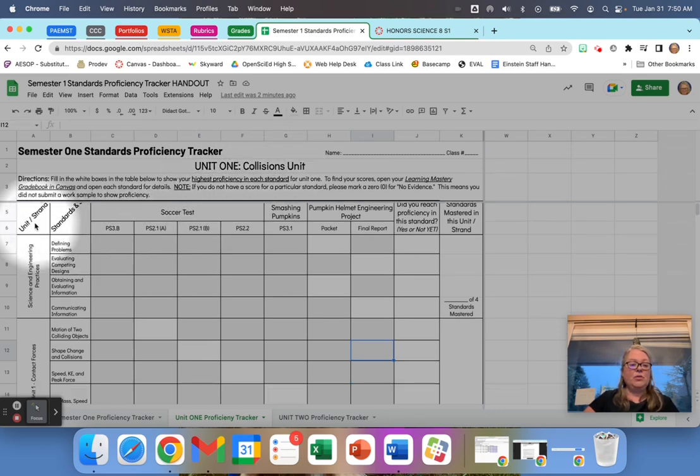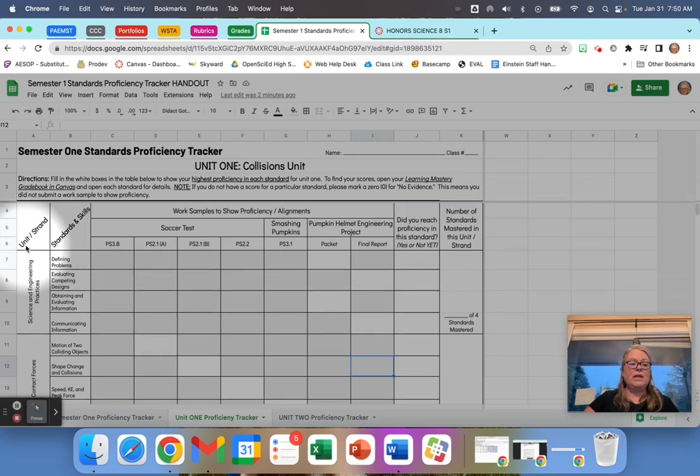In our table here, we see that there is a column that is addressing the unit or the strand. So that means, for example, science and engineering practices, that would be a strand. And then Unit 1, contact forces, that's a unit. And then specifically in these categories, there are specific standards and skills that you are evaluated on. So for example, in the science and engineering practices, there were standards and skills around defining problems, evaluating competing designs, etc.